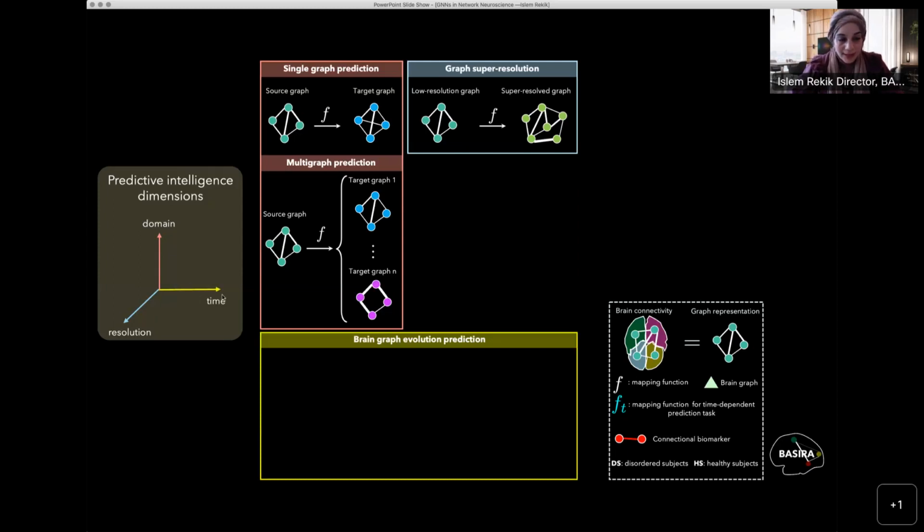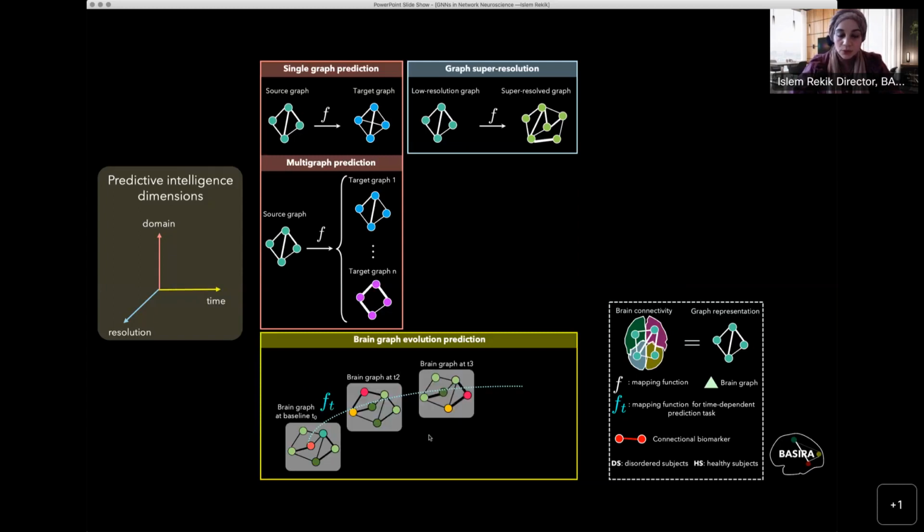Now for the third axis, the prediction is over time. So given a baseline brain graph, we aim to learn a mapping that is time dependent, f of t, or ft, that is able to predict the evolution and the changes in the brain connectome over time. So these are basically the 3 different axes.